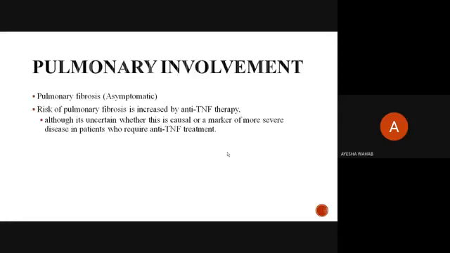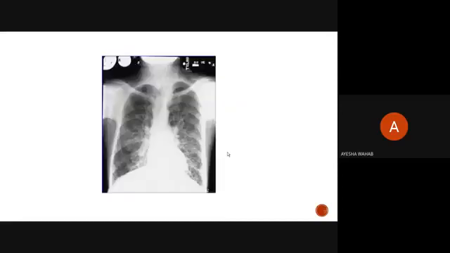The next one is the pulmonary complications. In rheumatoid arthritis patients having anti-TNF therapy, there is a chance of having pulmonary fibrosis, but there is less evidence whether it is a cause or a marker of severe disease. Next, please. There is the presentation of the pulmonary fibrosis. Next, please.